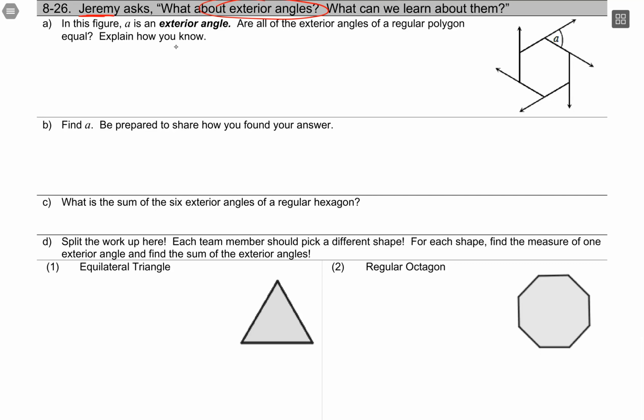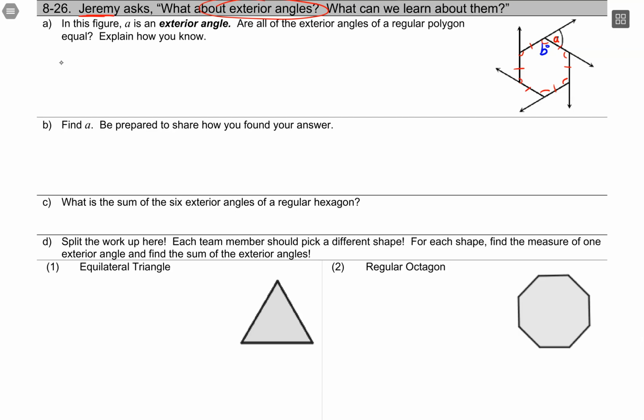So part A of the problem says, in this figure, angle A is an exterior angle. So angle A is labeled right there. Are all of the exterior angles of a regular polygon equal? Well, we're going to assume this is a regular polygon here. So we've got 6 sides, they're all equal, and 6 angles, they're all equal. And I'm going to go ahead and label this interior angle as B like we did on the front side.